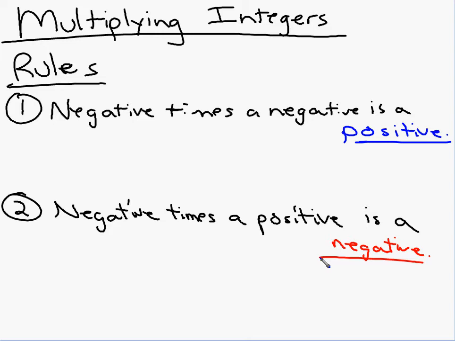Let's look at this first rule. If I were to do a negative times a negative, like negative 8 times negative 8, we'll just do that one. Negative 8 times negative 8 is just positive 64. It's that easy. We don't have to use a number line. We don't have to draw holes. We can just say negative 8 times negative 8 is 64.